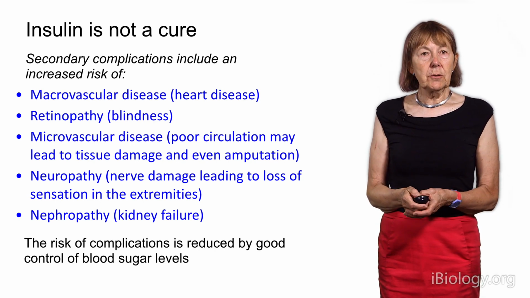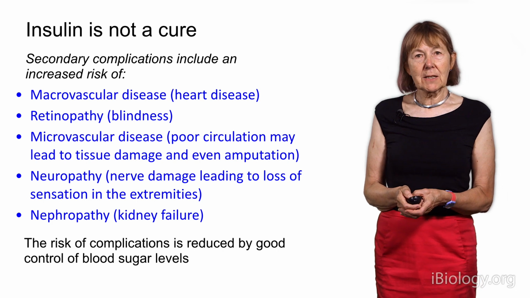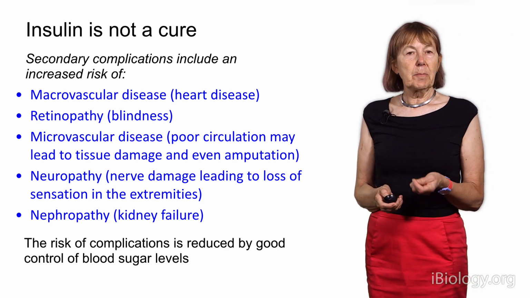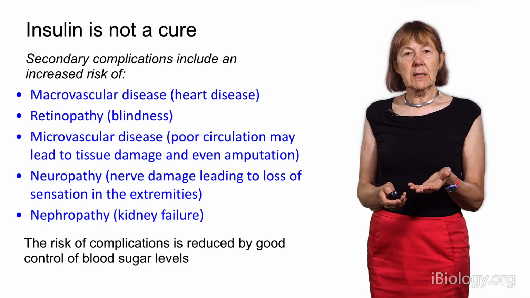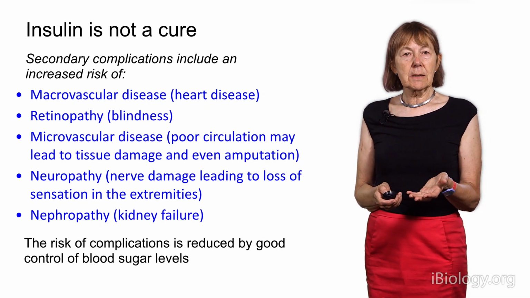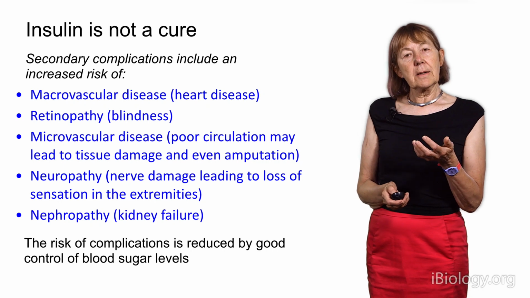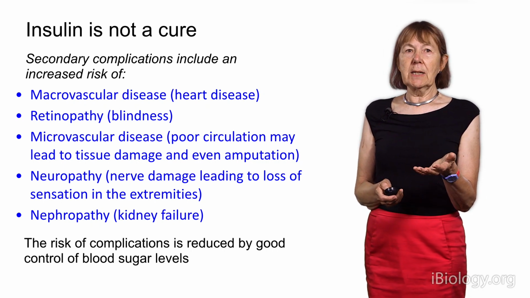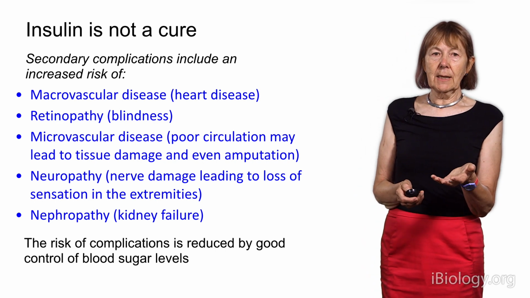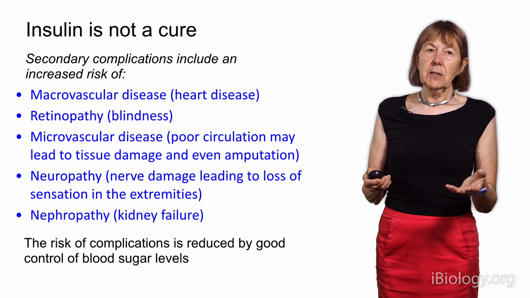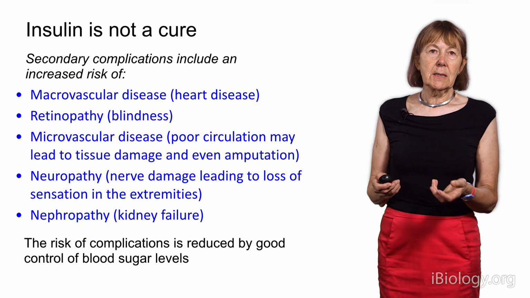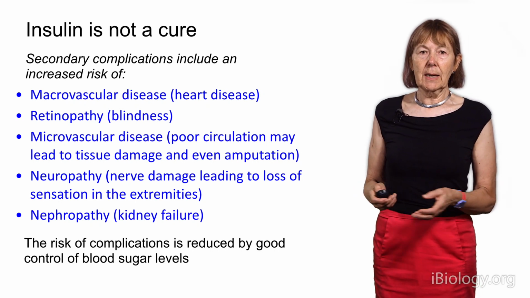And these include an increased risk of cardiovascular disease, such as heart attacks and stroke. The blood vessels in the eye are affected, which can lead to blindness. The peripheral nerves in the extremities can be damaged, which leads to loss of sensation in the limbs. Poor circulation may also lead to tissue damage and ulcers, necessitating amputation of the feet or lower limbs.